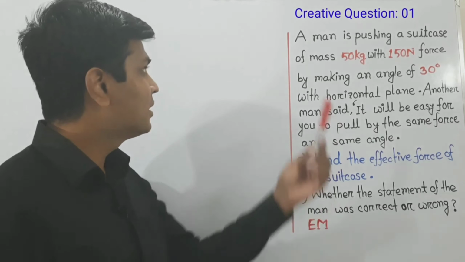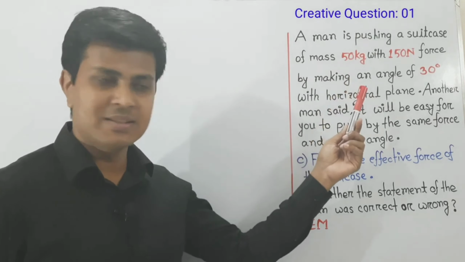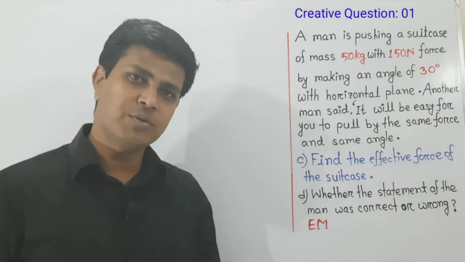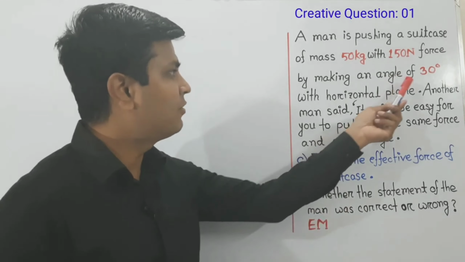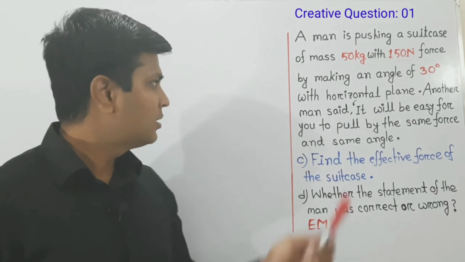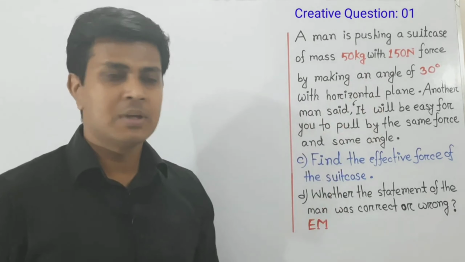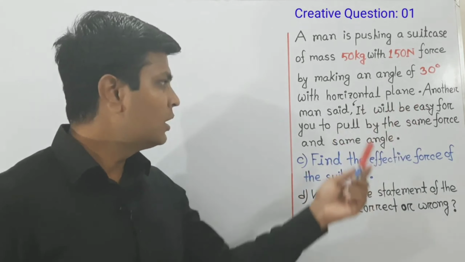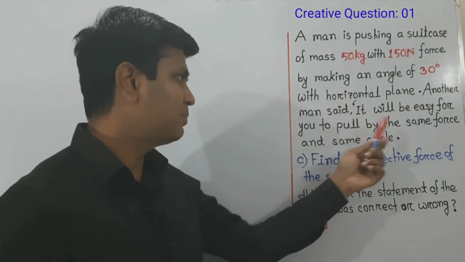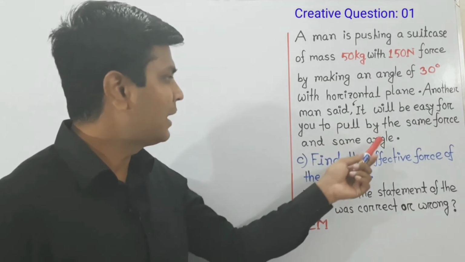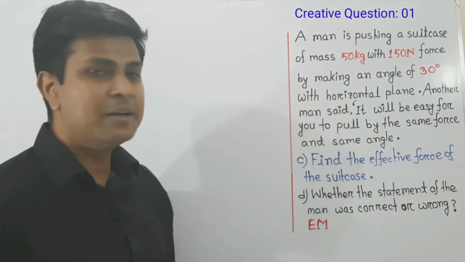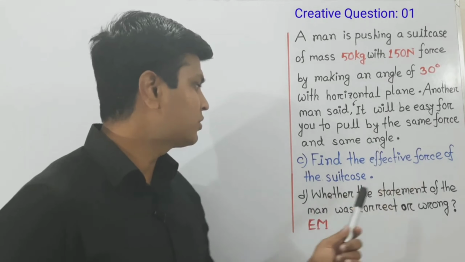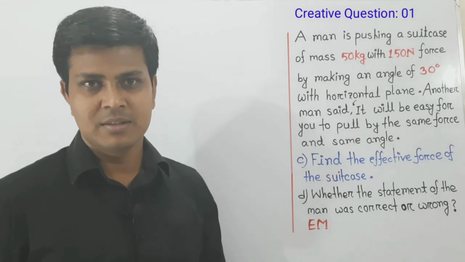Let's see the second creative question. The question is, a man is pushing a suitcase of mass 50 kg with 150 Newton force, making an angle of 30 degree with a horizontal plane. Another man said it will be easy for you to pull the suitcase with the same force and the same angle. This is the stem, and question C is: find the effective force of the suitcase.